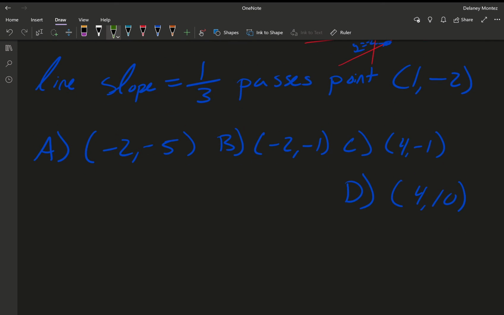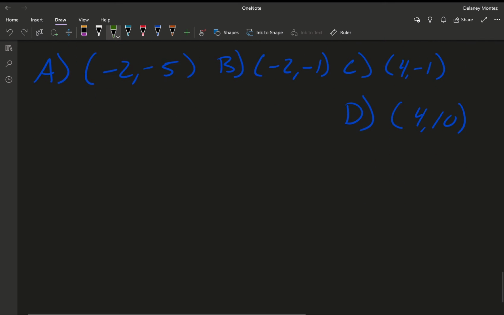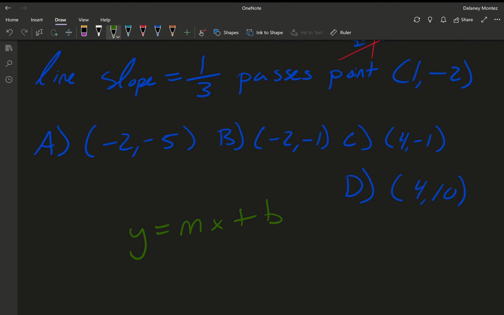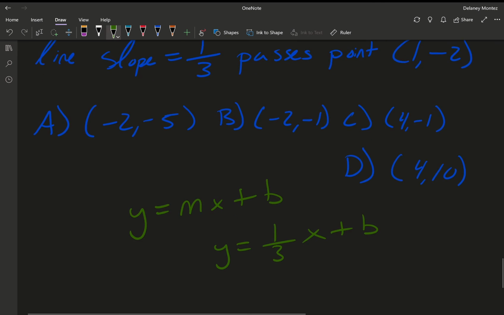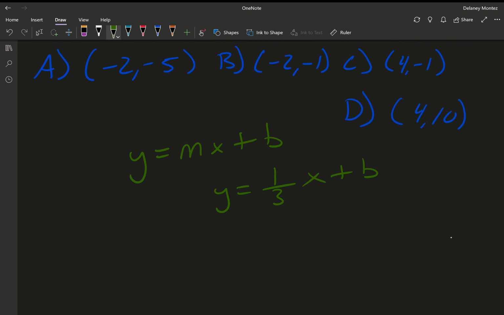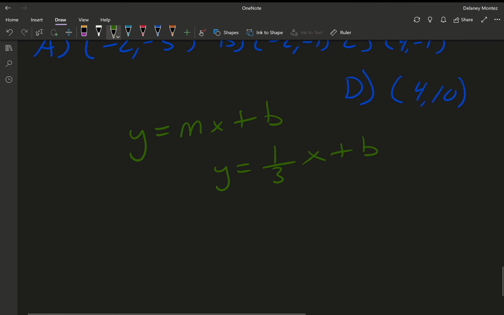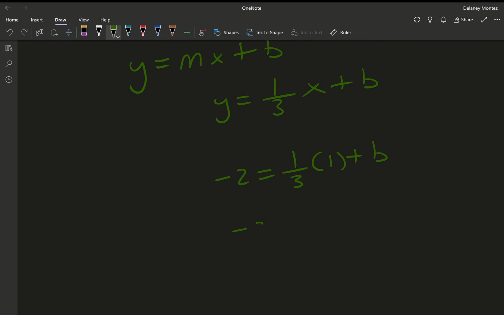Okay, so let's see. So now what we need to do is we have y equals mx plus b, our good friend, right? We have the slope 1/3, so let's just replace what we have. So y is going to look something like this: 1/3 x plus b, right? So, well, we're good. So now what we need to do is we have a point 1, negative 2, right? So we're going to say negative 2 equals 1/3 times 1 plus b, right? So we're going to solve for this. So we'll get negative 2 equals 1/3 plus b.